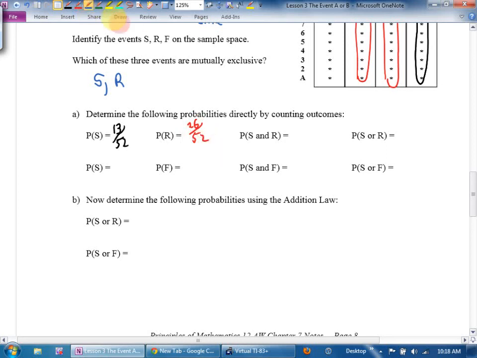What's the probability that we're a spade and a red card? What's the overlap? Zero. What's the probability that we're a spade or a red card? I think, correct me if I'm wrong, 39 out of 52. It's 13 times 3.